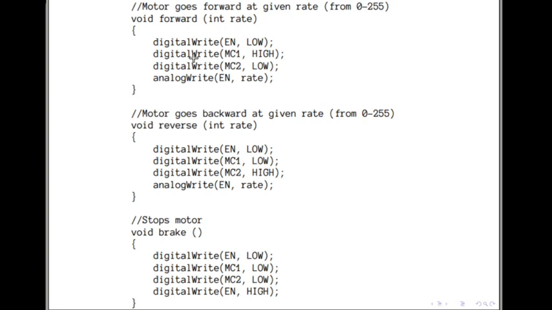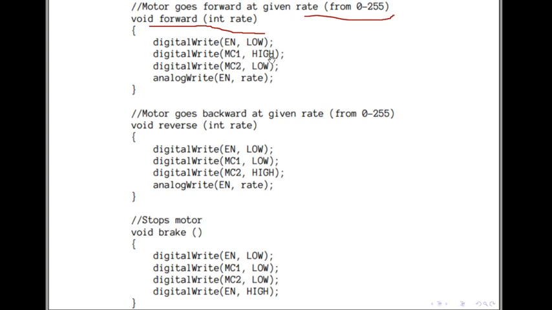Say the forward function here, void forward, that is used to move the motor in the forward direction. Here we use digital write and analog write. The range is from 0 to 255 in forward direction, and similarly here digital write, first input is EN and second is the chip select. So here the chip select is low, that means it is disconnected, and after disconnecting we change the voltage level of the motor.